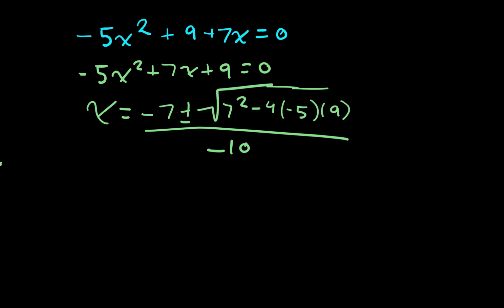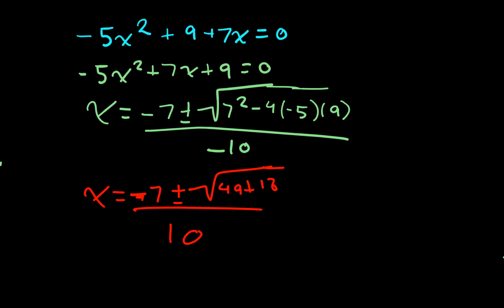So from here now what we're going to do is simplify. So we'll have x equals negative 7 plus or minus the square root of 49 plus, because there's two negatives, 180 over 10. And so what we're going to do is continue simplifying. Sorry, this is 180. And we'll have x equals negative 7 plus or minus the square root of 229 over 10. And that is your solution because you cannot simplify it anymore.